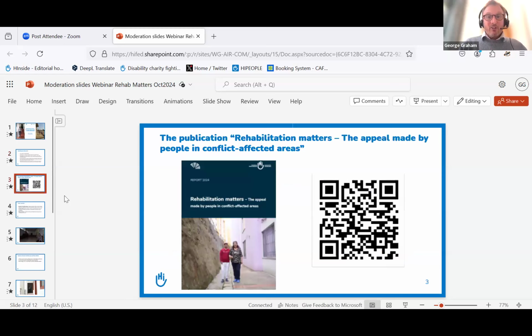So this webinar is drawing on a report that we recently published called Rehabilitation Matters, the appeal made by people in conflict-affected areas. You can see there a QR code which allows you to go straight to the website that we have for this report and to download it, but also you can see the content that we've produced around the report, and it's a good little website. So I'm going to pause for a few seconds in case people want some time to scan that barcode. Okay, I'm going to move on.